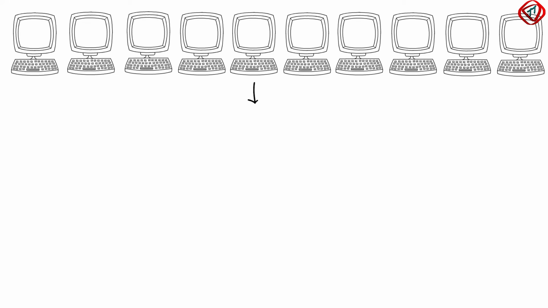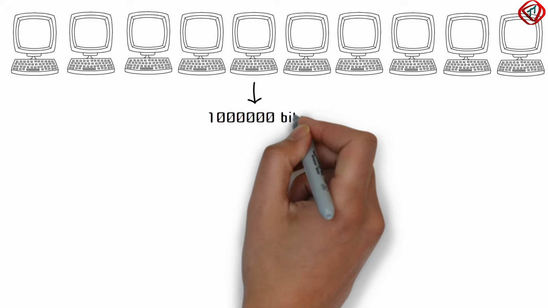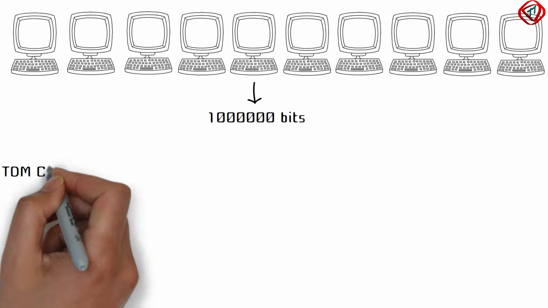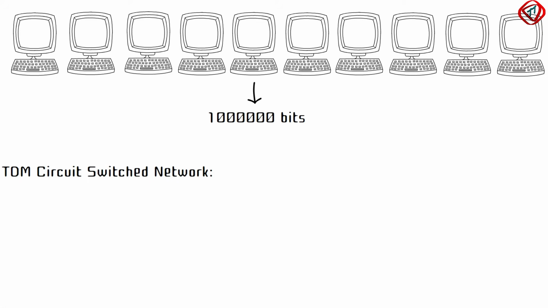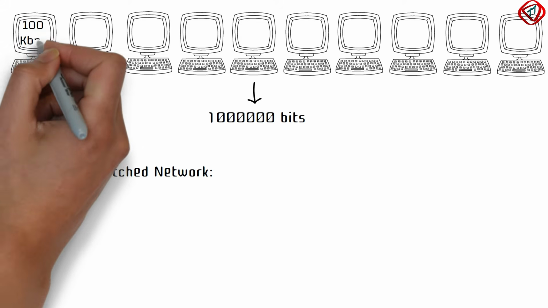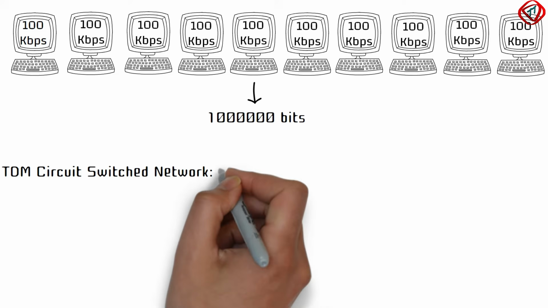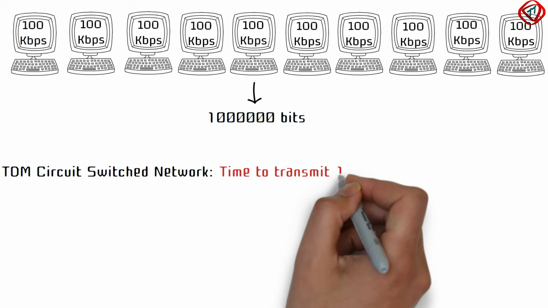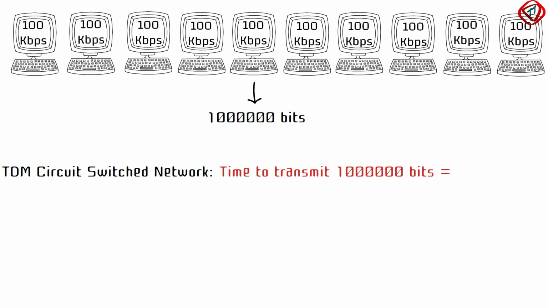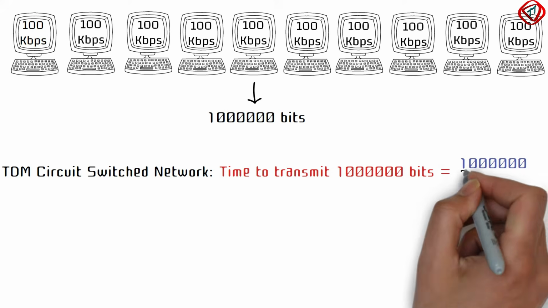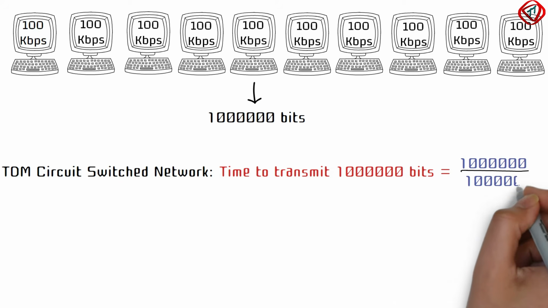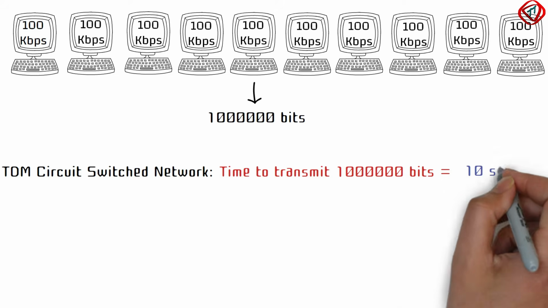circuit switching. Suppose out of 10 users, only one user is active and suddenly it generates 1 million bits. With a time division multiplexed circuit switched network, every user has a dedicated channel capacity of 100 kbps or 10 raised to power 5 bits per second. So, the total time taken to transmit 10 raised to power 6 bits is 10 raised to power 6 divided by 10 raised to power 5 bits per second, that is 10 seconds.